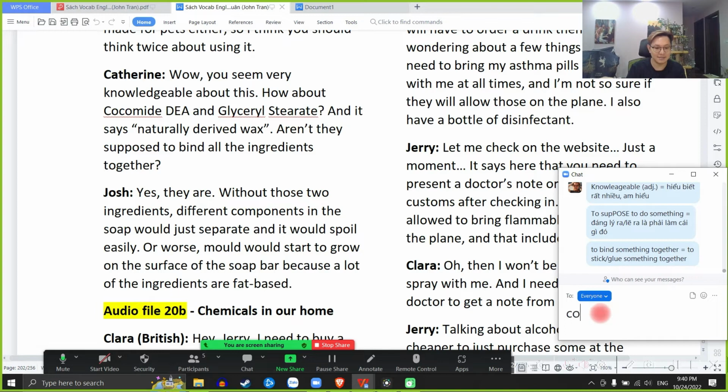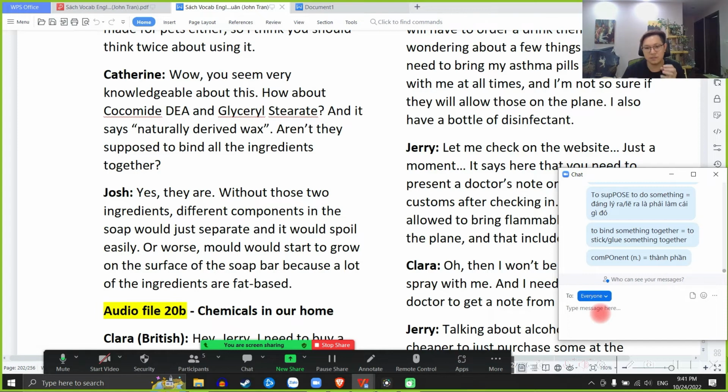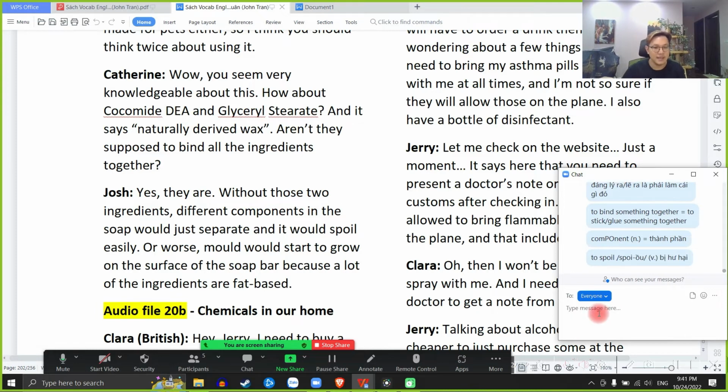Different components, components, thành phần. Những thứ thành phần khác nhau trong cái cục xà bông, nó sẽ separate, tách ra. And it would spoil easily, và nó sẽ bị spoil, bị hư hại, nó sẽ bị hư dễ dàng. Or worse, tệ hơn nữa thì sao? Mold would start to grow. Mốc sẽ bắt đầu mọc lên on the surface of a soap bar, trên cái bề mặt surface.